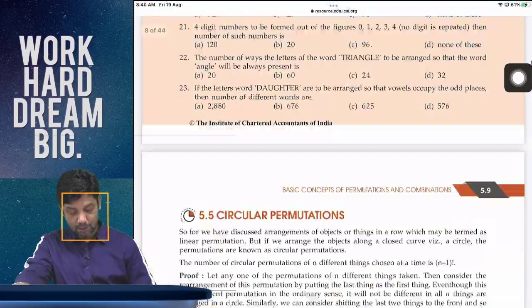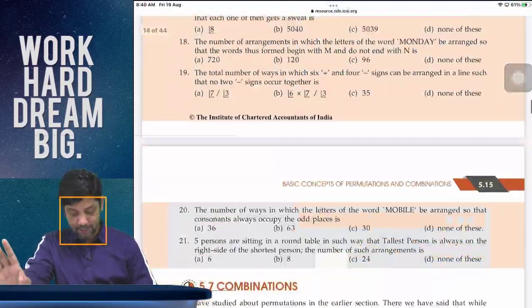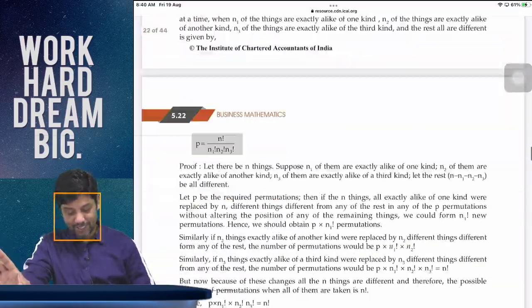Correct? Now come to additional question bank. Wait. Before going to additional question bank, let me solve an extra sum.